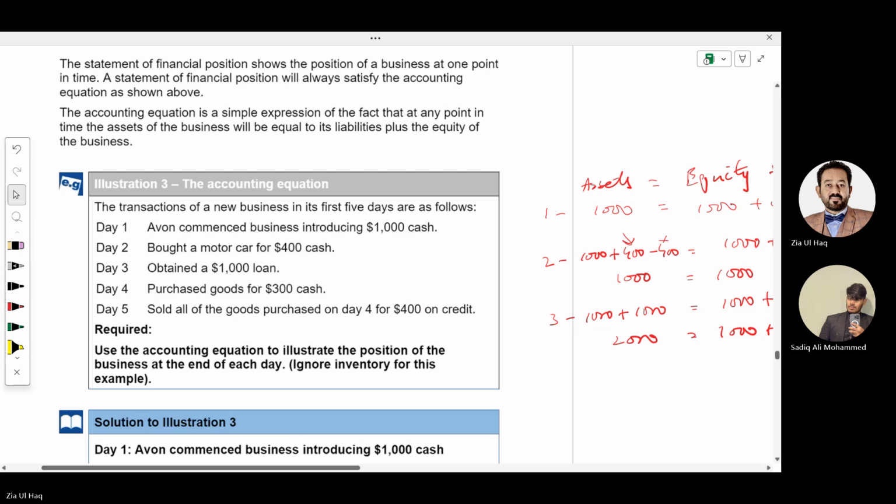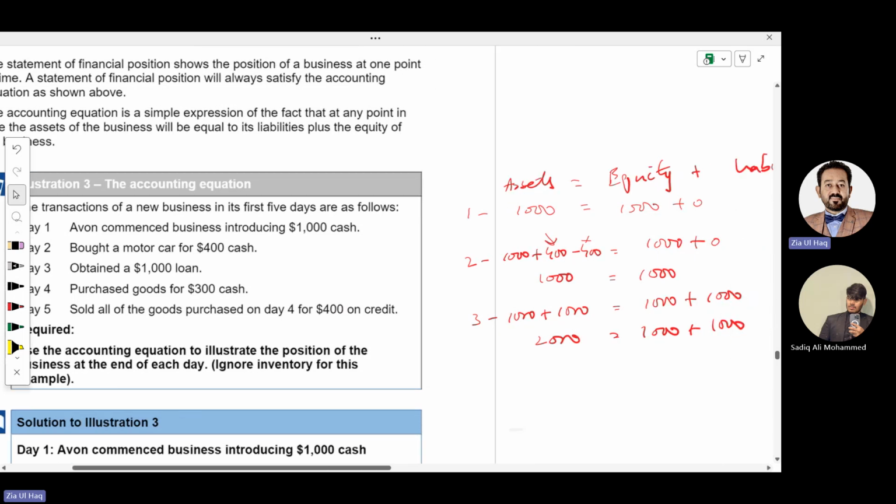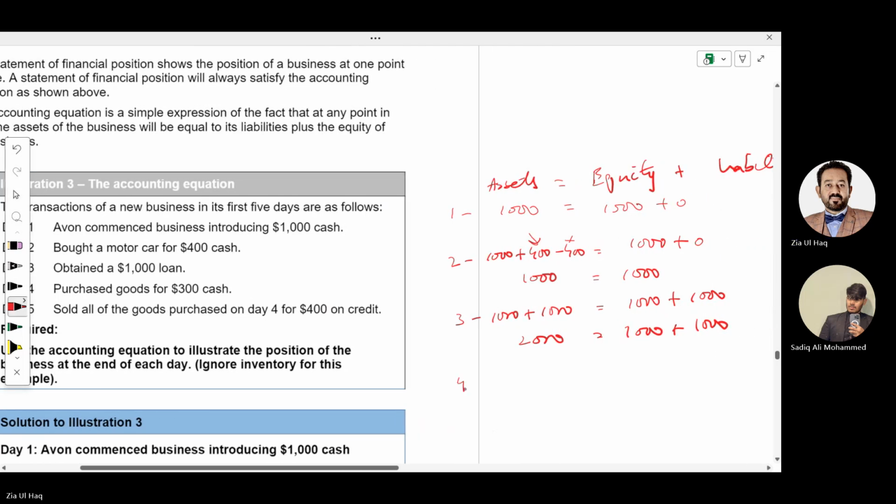Number 4, purchase goods for 300 cash. So 2,000, goods are coming. How much? 300. Cash is going. How much? 300. So this will be 2,000 is equal to what? 1,000 plus 1,000 means 2,000. So here he's having 2,000. On the other side he's having 1,000 plus 1,000.